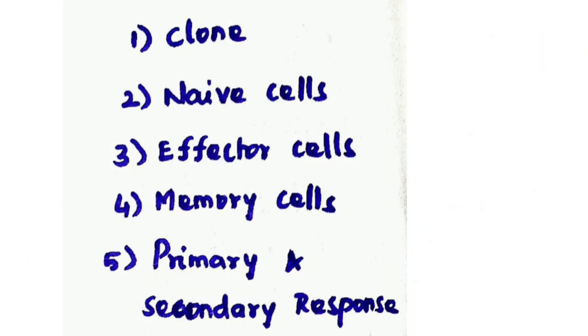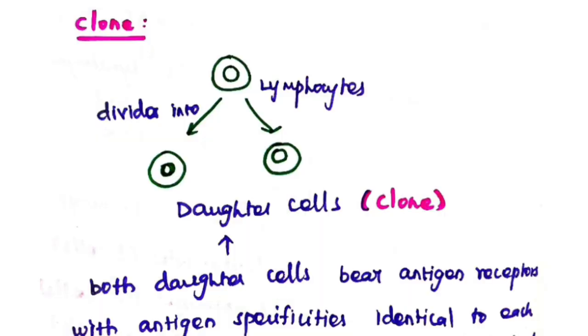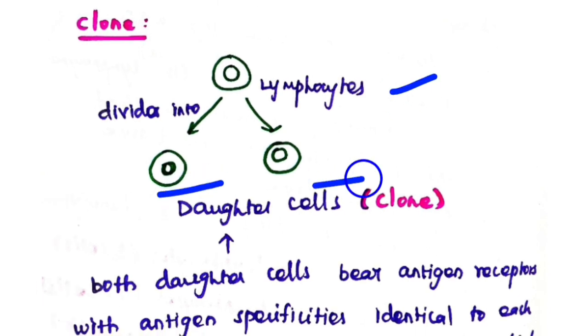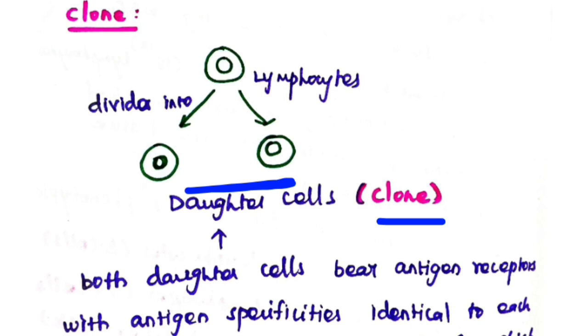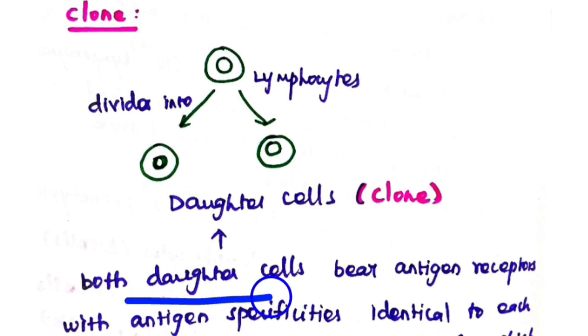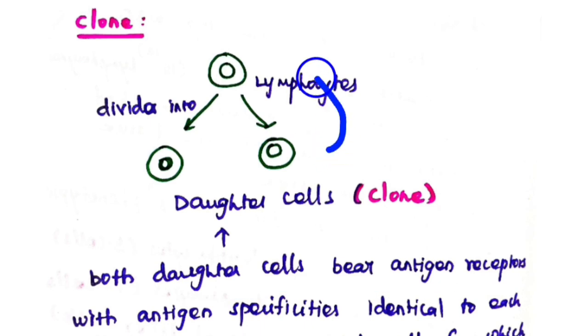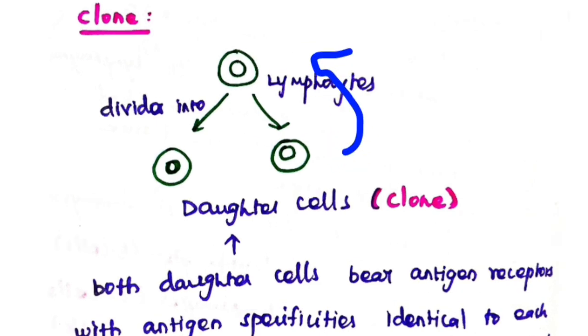Next, let's see some technical terms before seeing in detail about T lymphocytes and B lymphocytes. First, let's see what a clone is. If a given lymphocyte divides to form two daughter cells, then these daughter cells are known as clones. Why? Because both these daughter cells bear antigen receptors with antigen specificities identical to each other. They both have the same antigen receptors on their surface, and those receptors have the same antigen specificities, which are also similar to the parental cell from which they arose.